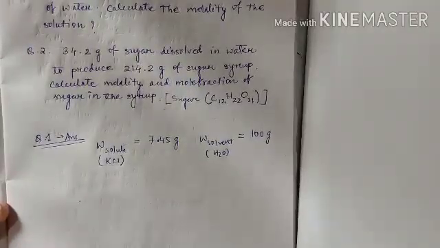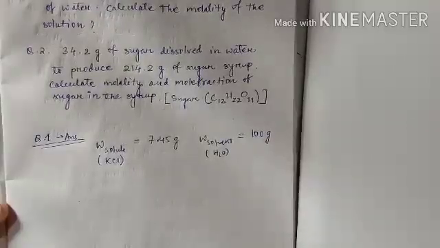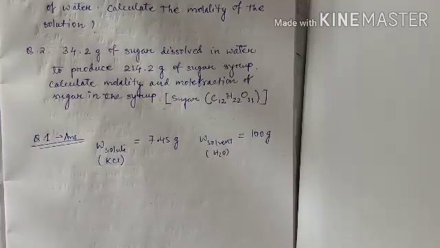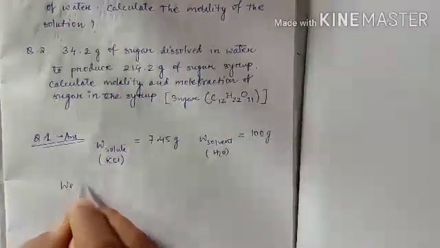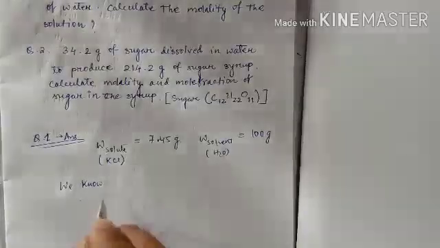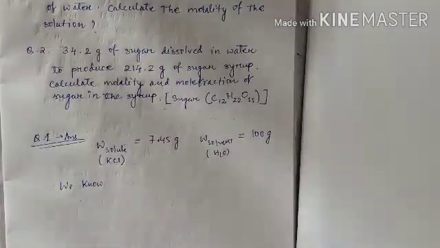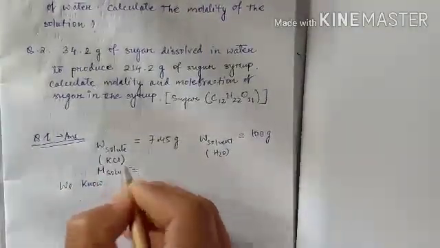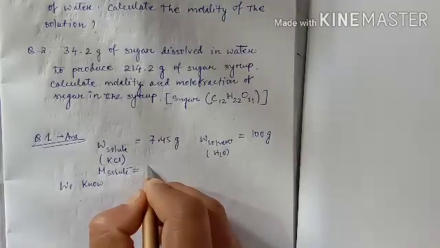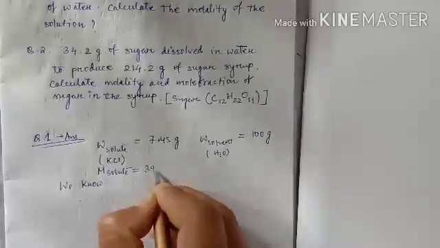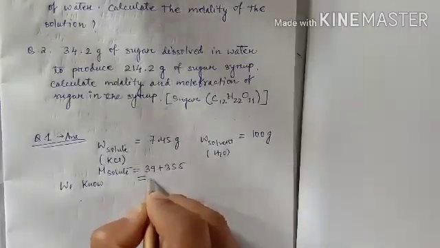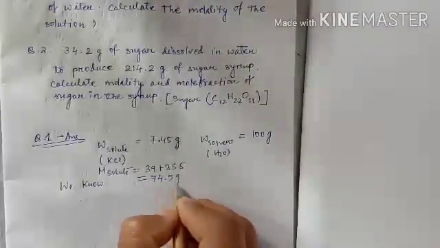So already all data are present, so we can find the molality. Before that we have to know the molar mass of the solute, M solute, KCl. Potassium will be 39 plus chlorine will be 35.5. That will be 74.5 gram per mole.